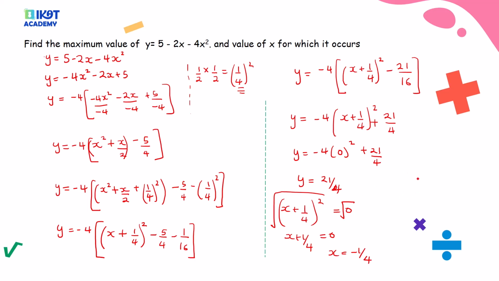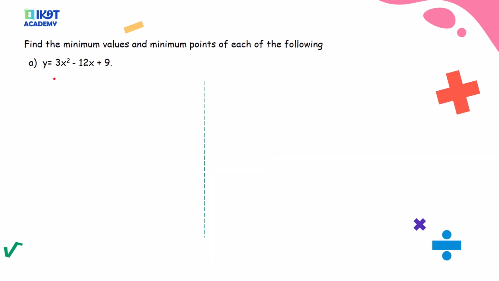So you can write it as a coordinate as negative a quarter, comma 21 out of 4. So that is that. Let's look at another. Okay, so now let's look at another example. Here the question says find the minimum values and minimum points of each of the following. So this is what we've been given.